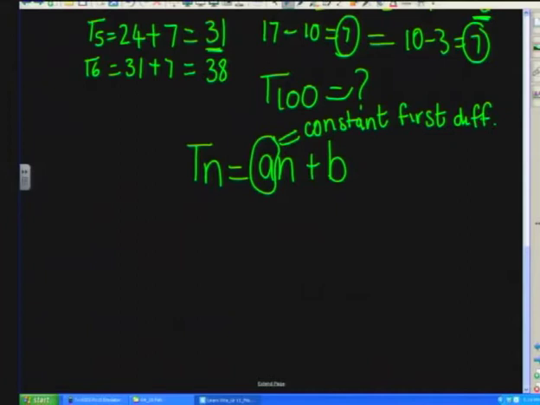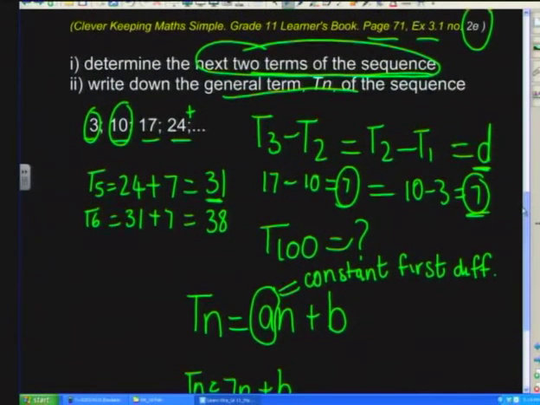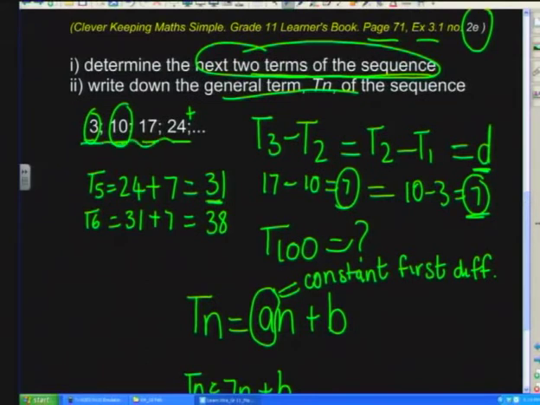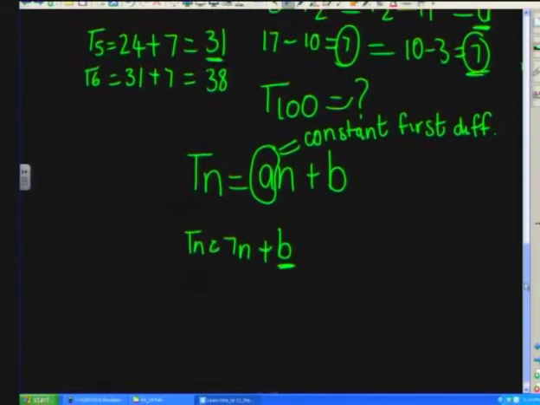Okay, so a is the same as the constant first difference of the number pattern. Here we've seen that the constant first difference is 7. So therefore, in our formula, Tn is going to be equal to 7n plus b. But remember, if you want the general term, you're also going to have to work out b. How do you work out b? We go back to the sequence, and we see we've got a whole list of numbers.